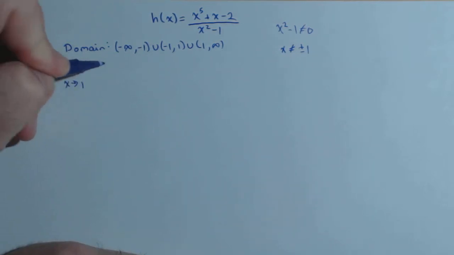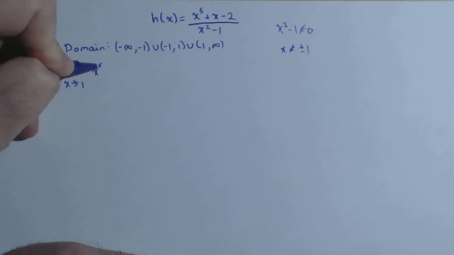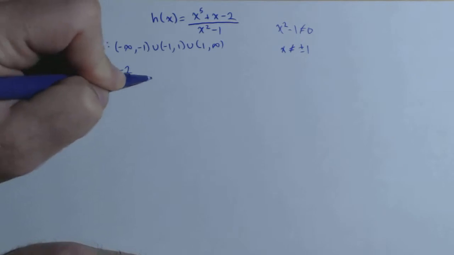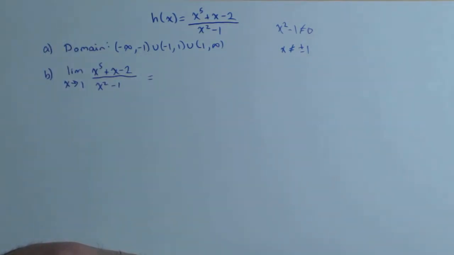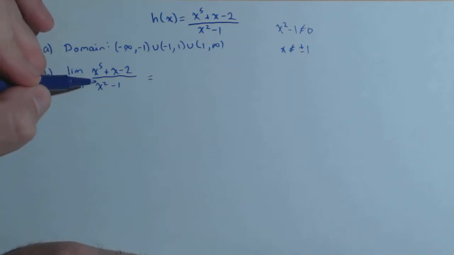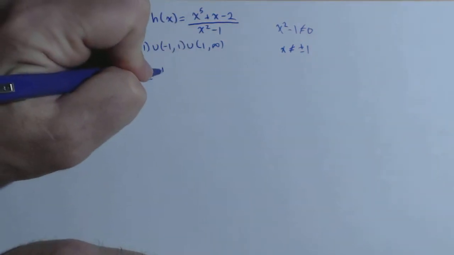So the limit as x approaches 1 of our function, x to the fifth plus x minus 2 over x squared minus 1. Now the first way we should always try to solve a limit at a point is via direct substitution, which means basically plugging this 1 in. Now we know plugging 1 in will make a 0 in the denominator. That does not necessarily mean the limit does not exist. So let's plug it in and see what happens.